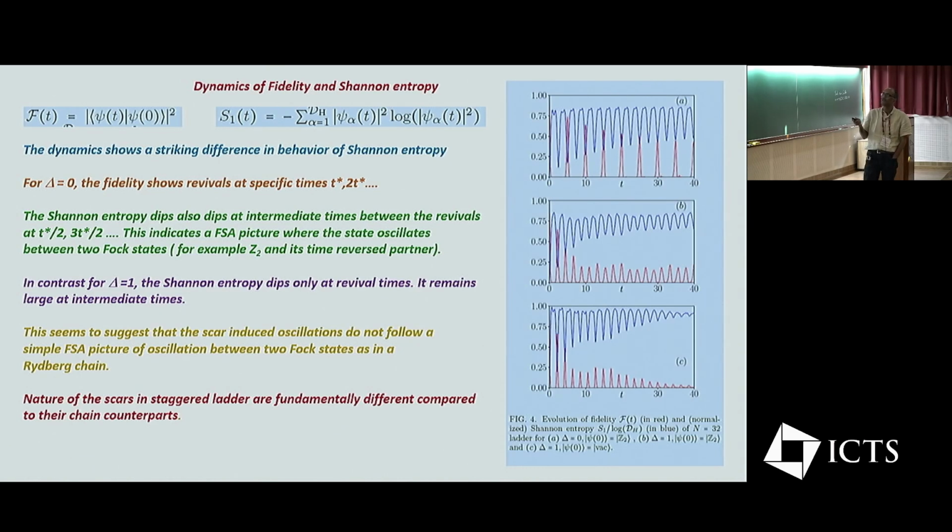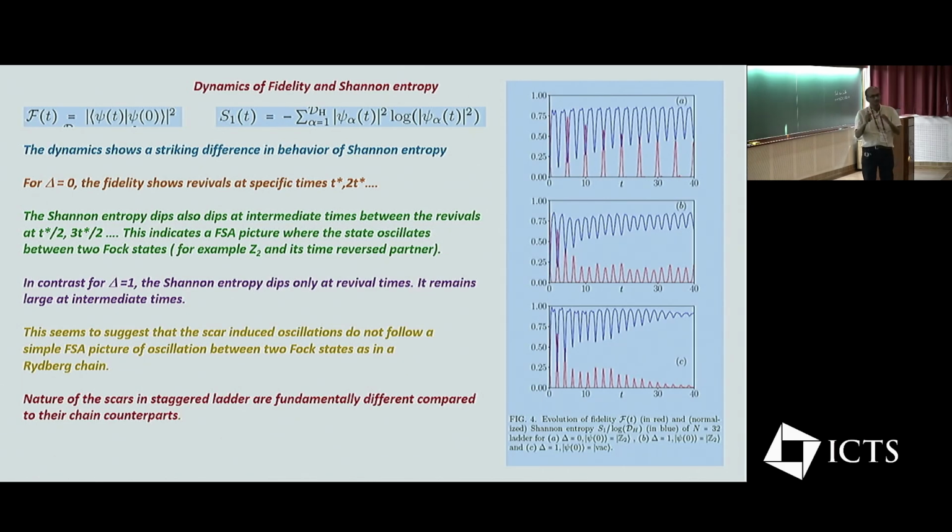So we take this wave function overlap with the initial state and plot log fidelity as a function of time. And also in the same plot, in the blue curve, we plot the Shannon entropy. Now, when I am at delta equal to 0, you see that the Shannon entropy drops both when the revival peaks and exactly in between this.